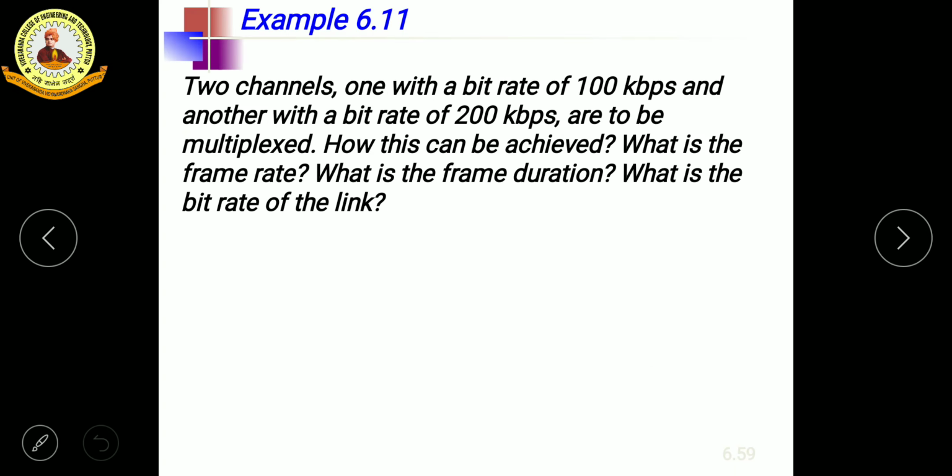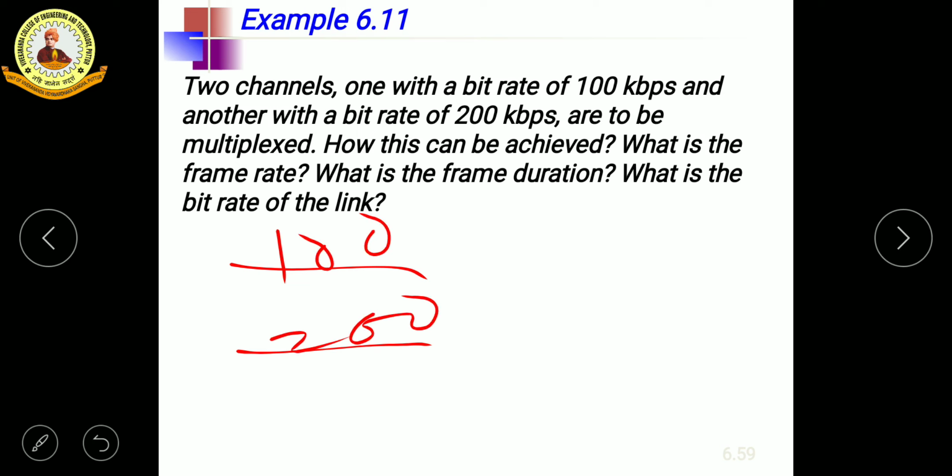Coming to example number 6.11. I'll read out the question first. Two channels, one with a bitrate of 100 kbps and another with a bitrate of 200 kbps. So here we have 2 channels. The first one is 100 kbps, the second one is 200 kbps. Observe here, data rates are different, and they are to be multiplexed. How can this be achieved? What is the frame rate?